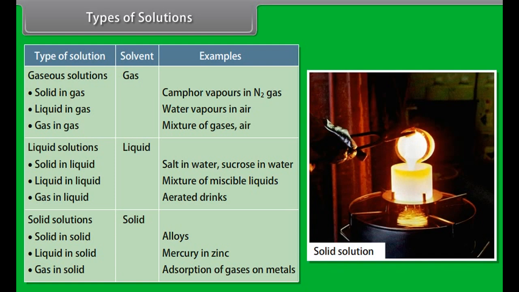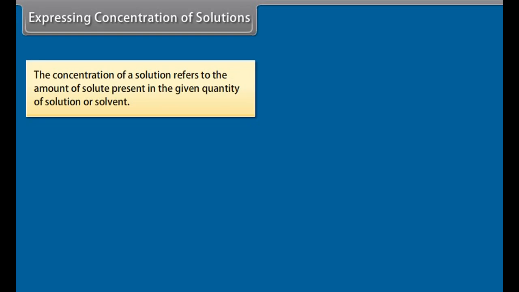Solid in solid. For example, alloys. Liquid in solid. For example, mercury in zinc. Gas in solid. For example, adsorption of gases on metals. Expressing concentration of solutions. The concentration of a solution refers to the amount of solute present in the given quantity of solution or solvent.